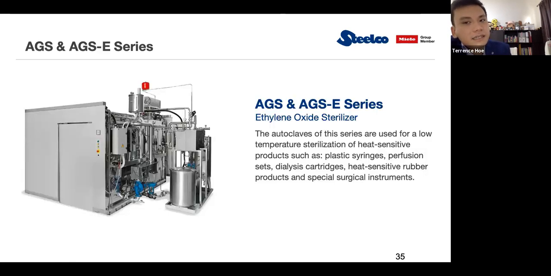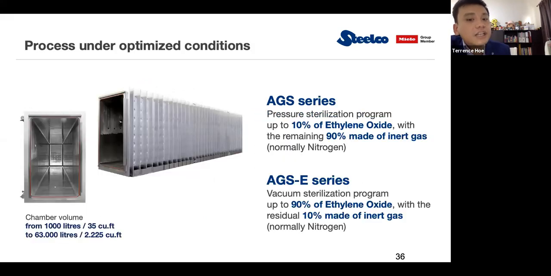There is another system called ethylene oxide sterilizer or ETO sterilizer. This is a very useful system in the market currently, for example treating face masks and medical devices for the medical industry. It is used to treat plastic syringes, perfusion sets, dialysis cartridges, heat sensitive rubber products, special surgical instruments, using pressure and a combination of ethylene oxide, which is a carcinogenic, dangerous gas, combined with an inert gas. It is pressurized under specific conditions that we want to achieve to sterilize the surface of the medical devices.